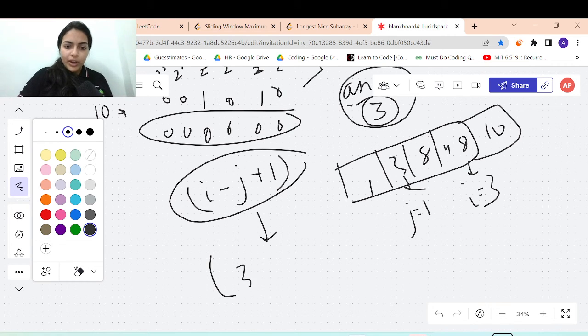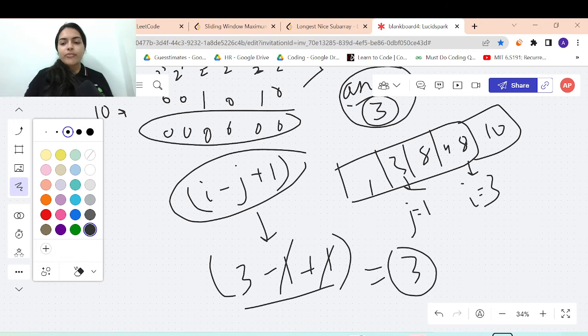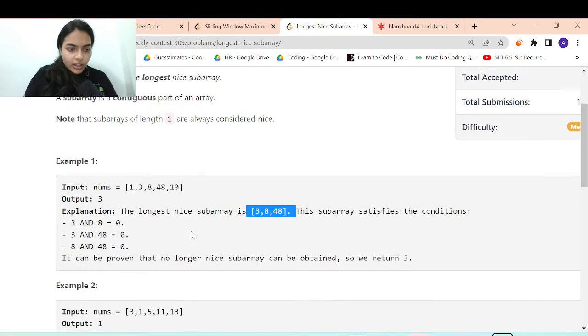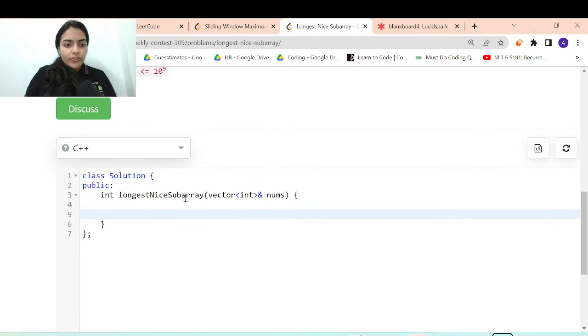So i pointer was pointing at 3, j pointer was pointing at 1, and the value of this will be equal to 3. So the maximum length which gives this condition is 3. You can return 3 as the answer. Okay, this is the output. Now let's go forward to coding it.